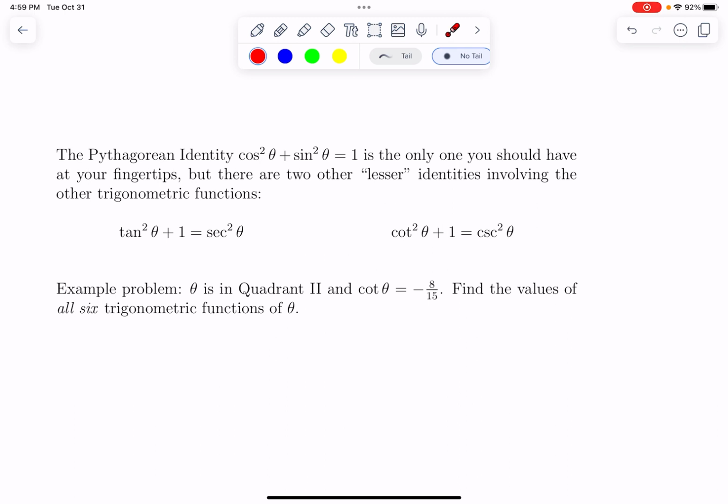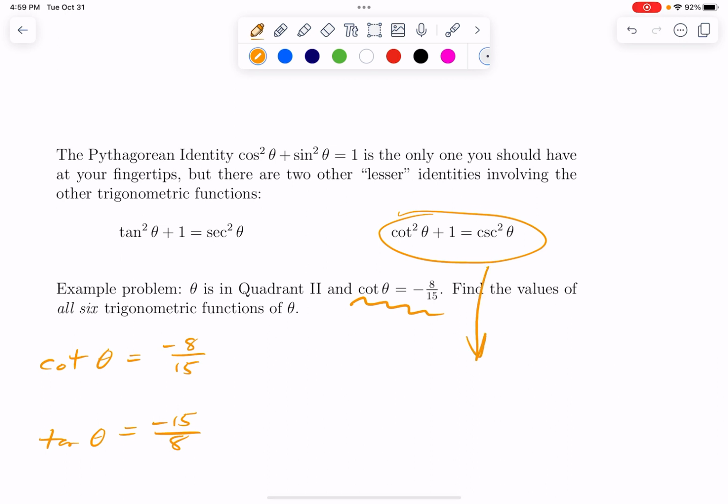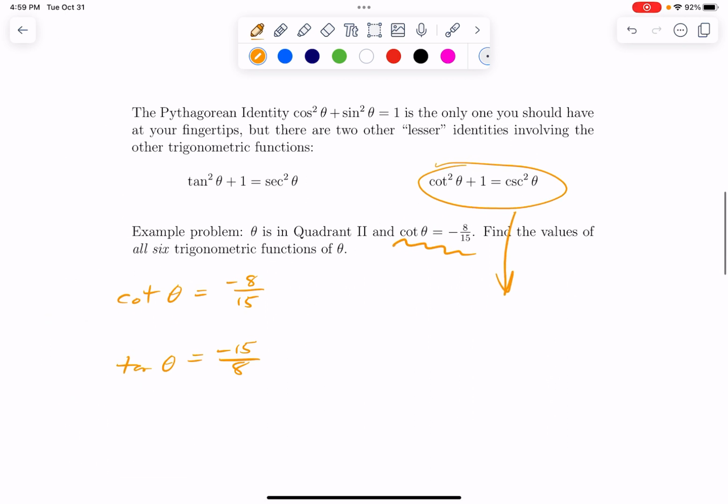So let's just start with our list. Right off the bat, we know cotangent of theta is negative 8/15, which means tangent of theta is the inverse of that, the reciprocal of that, which is negative 15 over 8. Just flip the fraction. Now, if we know cotangent, we can use this identity. So let's do some more work. Cotangent squared plus 1 equals cosecant squared of theta.